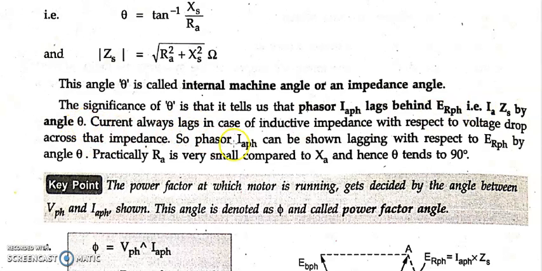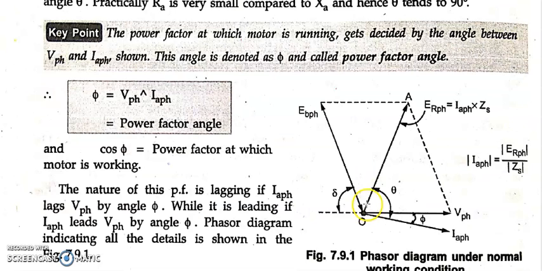And again, usually theta will be approximately equal to 90 degrees. Remember, theta is the angle between Ia as well as ER phase, and that theta is called the internal machine angle or impedance angle. From the phasor it will be very much clear here.